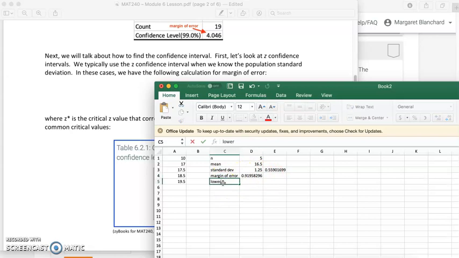So let's go ahead and do our lower bound. That's going to equal our sample mean, subtract our margin of error. And we're going to do our upper bound. And that's going to equal our sample mean plus our margin of error. So that gives us these numbers.